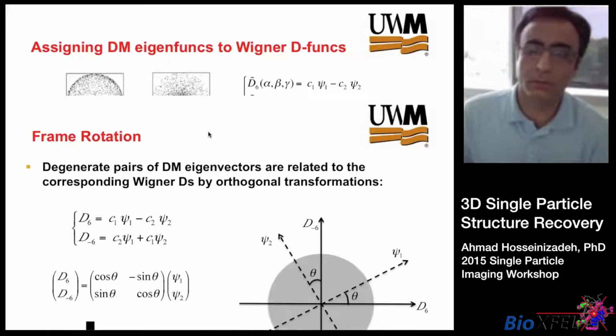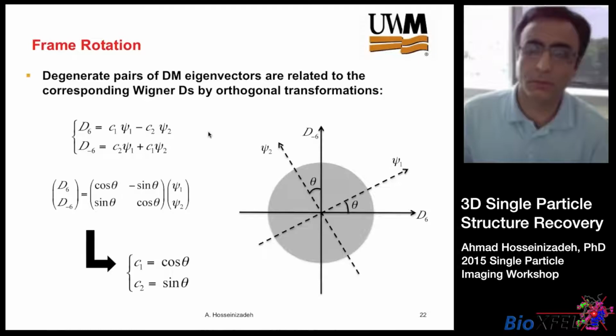So this was the rotation I was talking about. D6 and D-6 are plotted here. The corresponding pair from diffusion map is rotated. It can be an arbitrary angle here. So we can see that C1, C2, or C2, C1 are in fact just sine and cosine functions. This is just a 2D rotation matrix. So we can use this 2D rotation matrix to bring the manifold degenerate pair back to the Wigner functions in the same direction. But you have to determine theta, right?